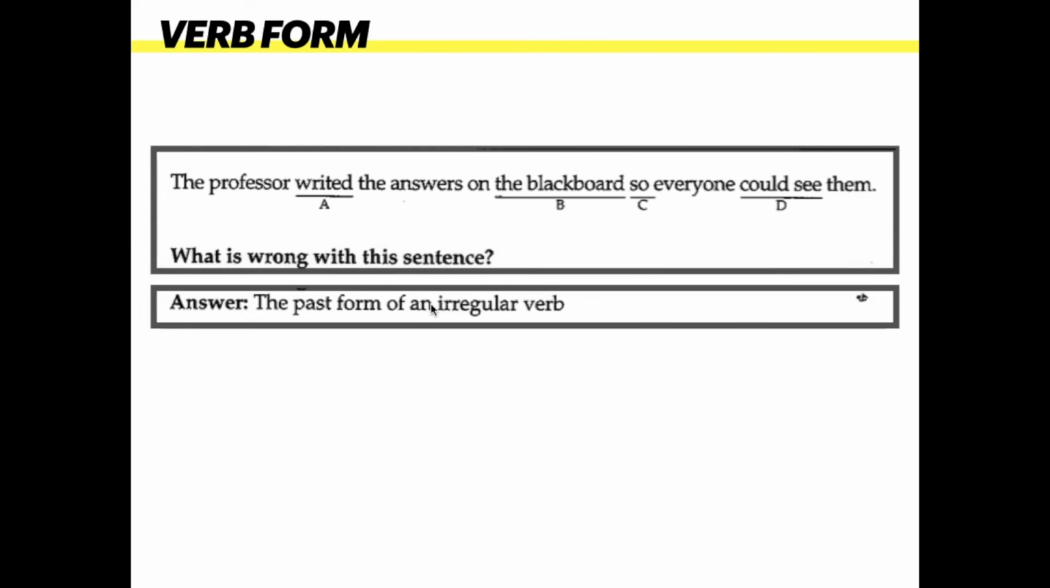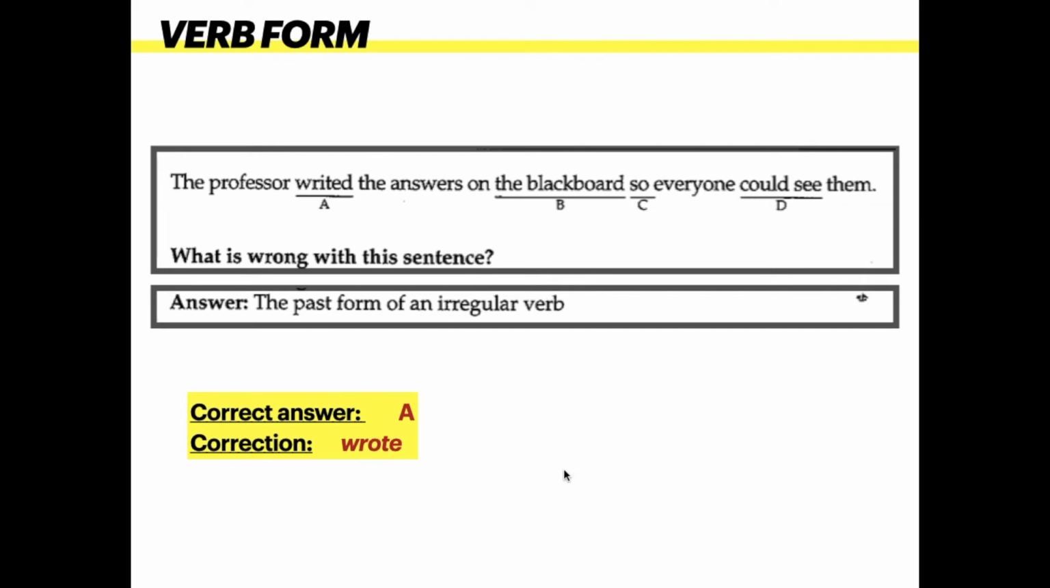The past form of an irregular verb. So write is not regular. We say write, wrote, written, right? So the correct answer is letter A, and the correction, wrote. The professor wrote the answers. So "write it" doesn't exist.